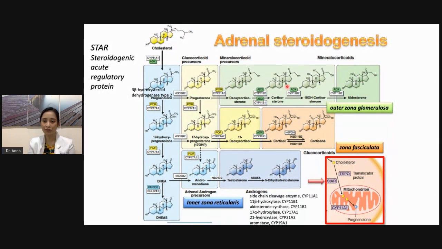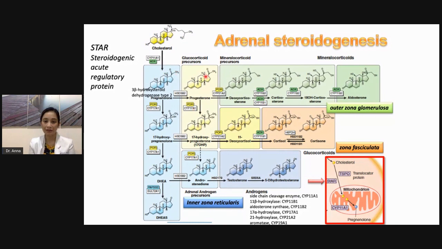So if you go to your zona glomerulosa, your pregnenolone will be converted to your progesterone, and your progesterone will be acted upon by this enzyme to become your DOC, or your deoxycorticosterone, and then acted upon by this enzyme to become your corticosterone, and then eventually to your 18-hydroxycorticosterone, and then eventually to your aldosterone. So all of these hormones will have some degree also of mineralocorticoid activity. But the most potent one will be your aldosterone.